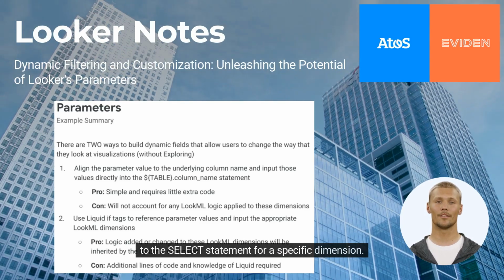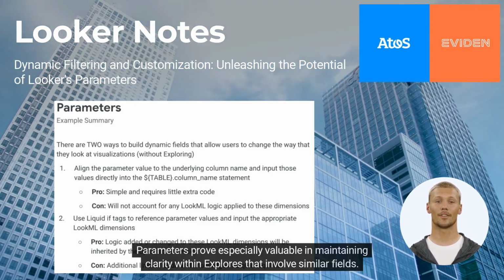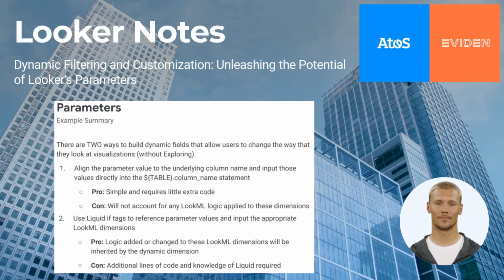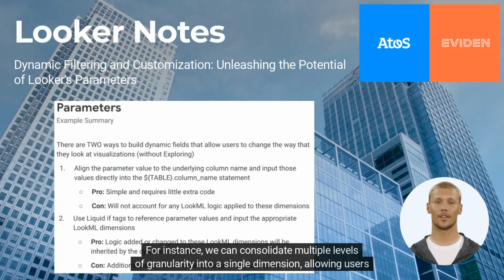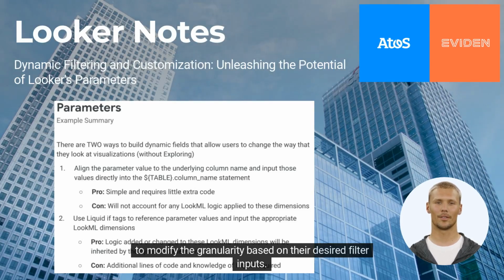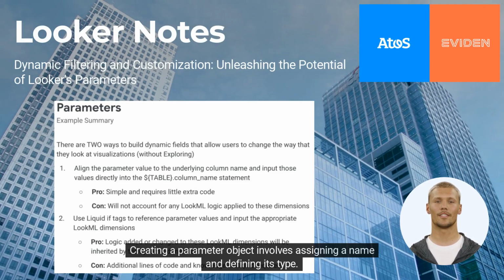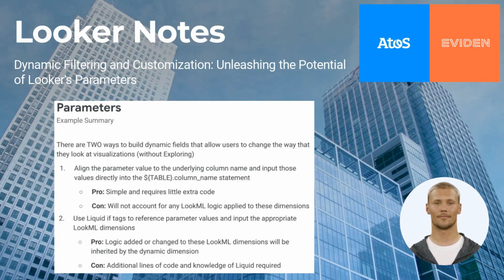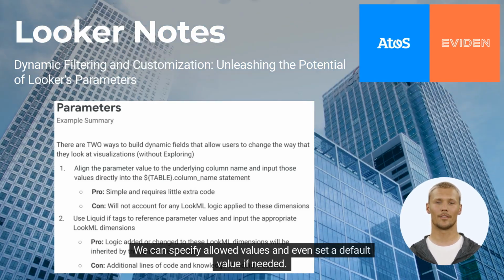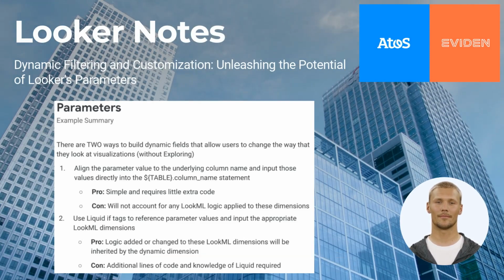Any changes made by the user are immediately reflected in the generated SQL, enabling on-the-fly adjustments to the select statement for a specific dimension. Parameters prove especially valuable in maintaining clarity within explores that involve similar fields. For instance, we can consolidate multiple levels of granularity into a single dimension, allowing users to modify the granularity based on their desired filter inputs. Creating a parameter object involves assigning a name and defining its type.